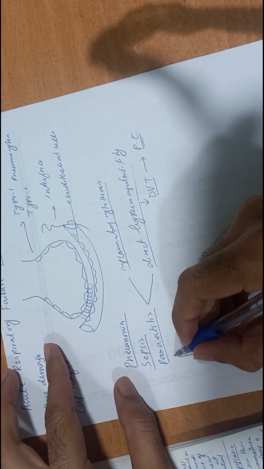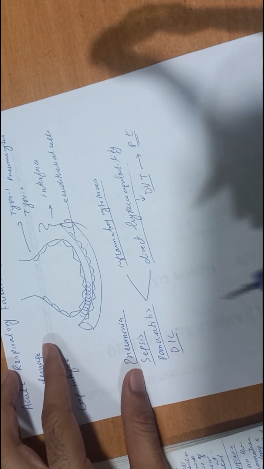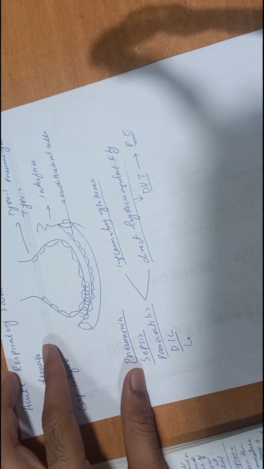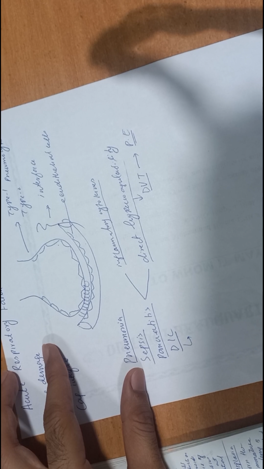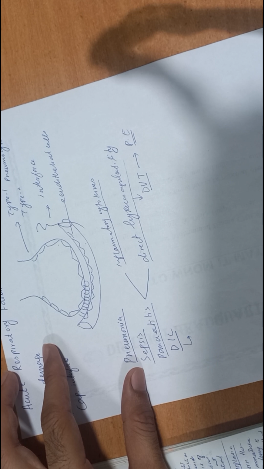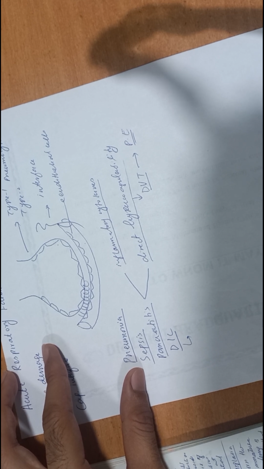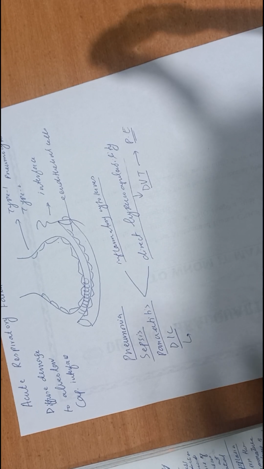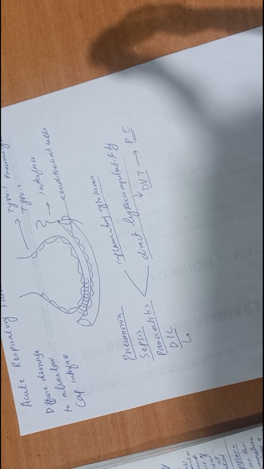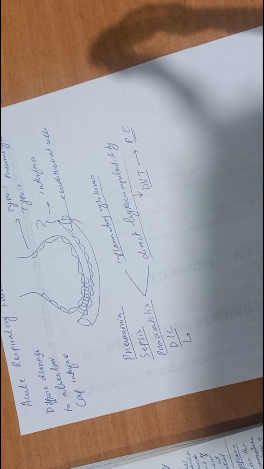The fourth one is DIC. DIC is disseminated intravascular coagulopathy, right? What is disseminated intravascular coagulopathy? This is also a pathology of coagulability in which the person develops the tendency to form multiple clots in all of the circulation.